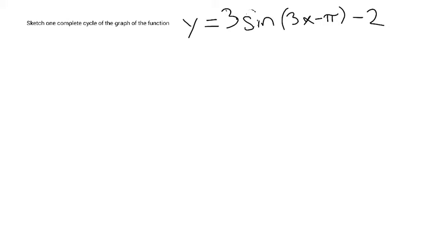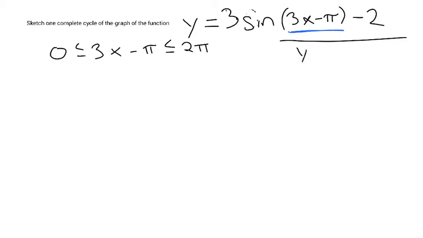The first thing you should do is take what's called the argument, so the expression inside of the trig function, and put that between 0 and 2 pi. So in this case, 0 less than or equal to 3x minus pi less than or equal to 2 pi. The reason that you want to do that is because the basic cycle for y equals sine x, you get one complete cycle as x goes from 0 to 2 pi.